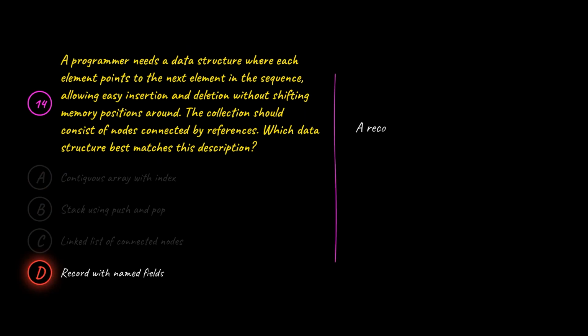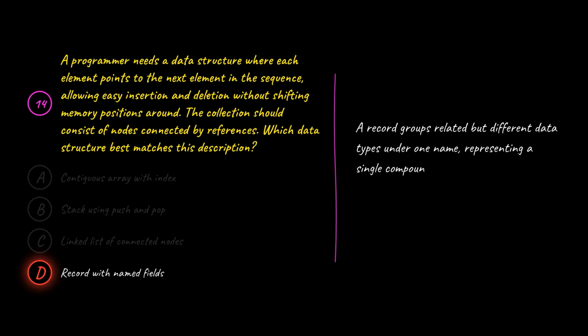D is wrong because a record groups related but different data types under one name, representing a single compound entity. It is not a sequential collection of nodes connected by references the way a linked list is.